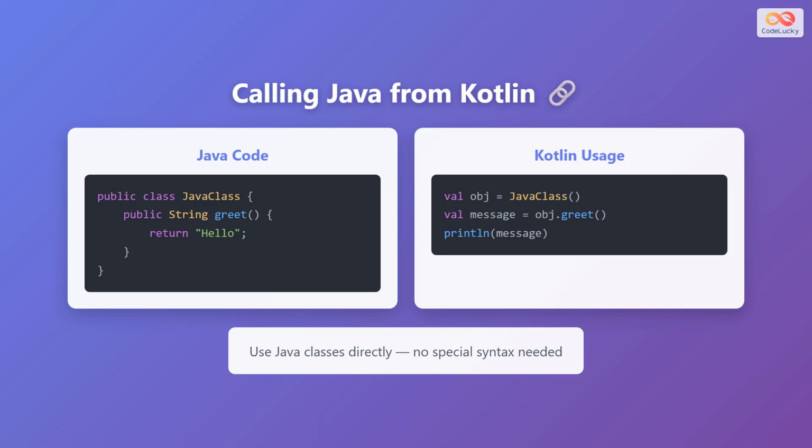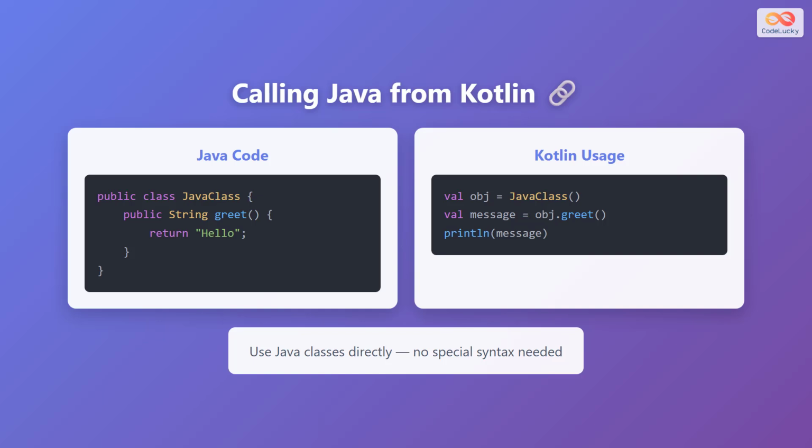To use this Java class from Kotlin, you simply instantiate it using the standard Kotlin syntax. Create a variable using val, call the constructor, and store the instance. Then call the greet method just as you would call any Kotlin function. The Java method works seamlessly, as if it were written in Kotlin.